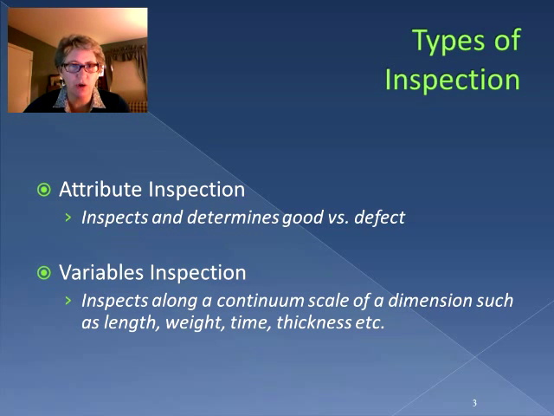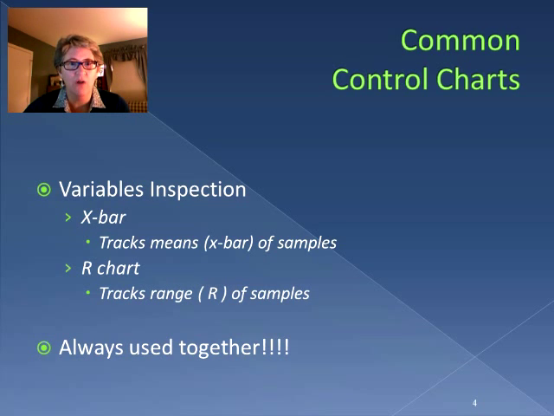Some common control charts when we do inspection for variables are the X bar and the R chart. The X bar tracks the mean of samples, so that will give us our measure of central tendency. The R chart will track the range of the sample, so that will give us a measure of dispersion. If we're looking at a dimension, we want to see what the average of that dimension is, as well as the range of numbers in that dimension. That's why the X bar and the R chart are always used together, because the X bar gives you the measure of central tendency, and the R chart gives us a measure of dispersion.